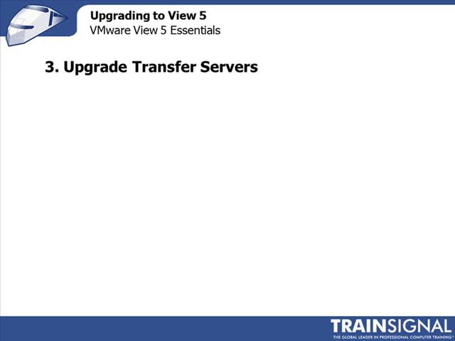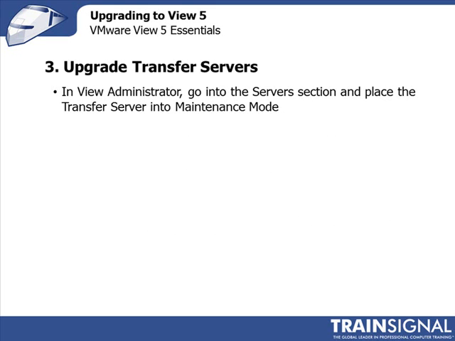After your connection and security servers are all upgraded to View 5, you want to go in and update your transfer servers. Before you do the upgrade, you want to make sure to take a snapshot of the virtual machine. And then go into the server section of View Administrator and place the transfer server into maintenance mode. This prevents any new users from connecting or downloading from this transfer server. Then you can kick off the View 5 installer to upgrade the transfer server.